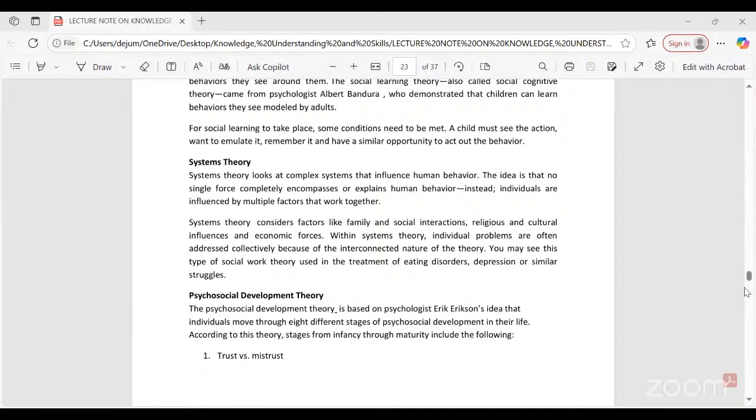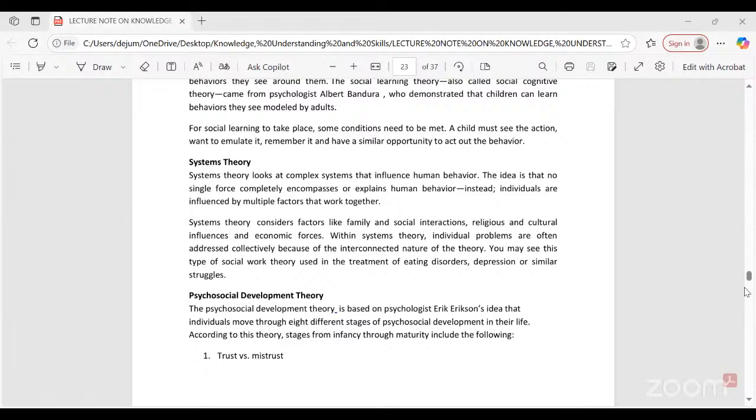Because system theory looks at complex systems. Complex systems, not talking about one. Complex systems that influence human behavior. The idea is that no single force completely encompasses or explains human behavior. We are being influenced by all these systems we belong to.